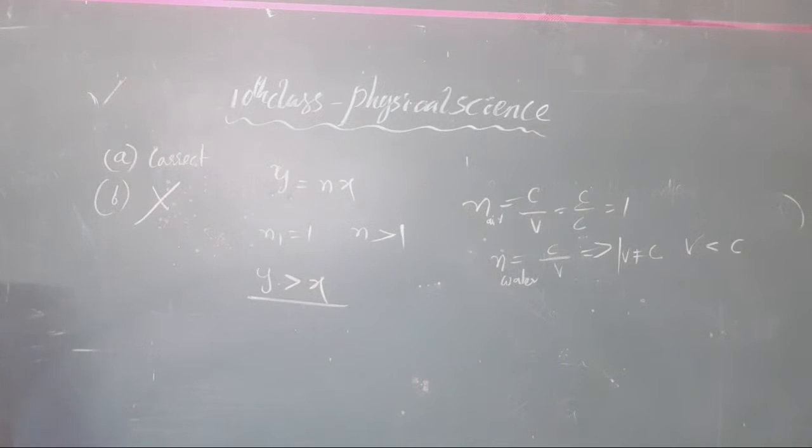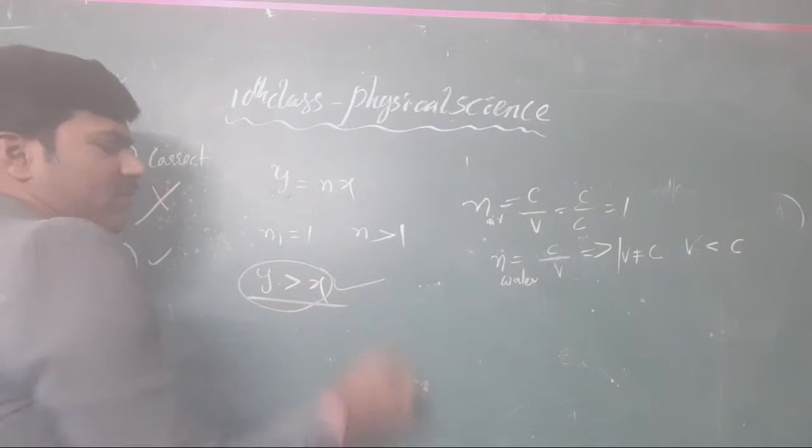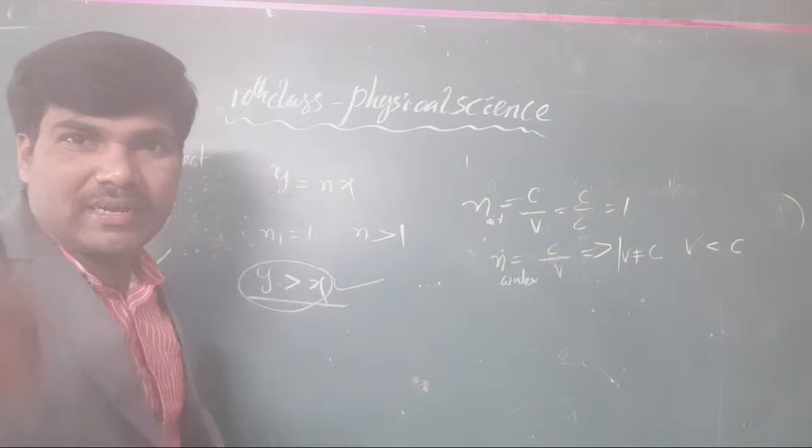Now come to here. One more thing. Yeah, what is the observation by our bird on the fish? So, moving faster than its actual speed. Yes, it is correct only. C is also correct only. Why? Because we already discussed y is greater than x. Y is greater than x means what?